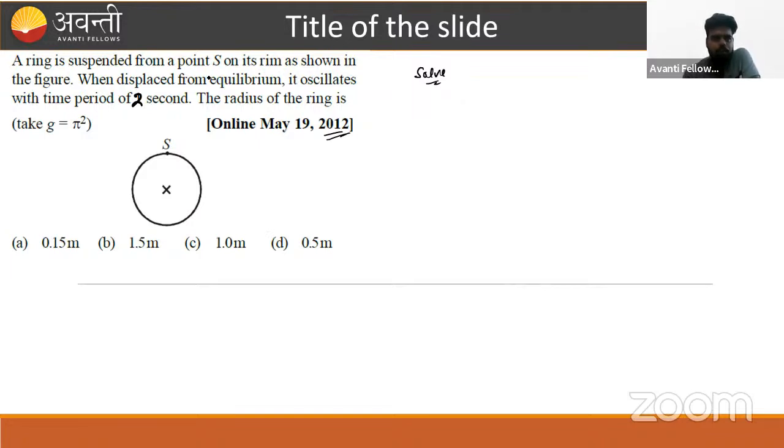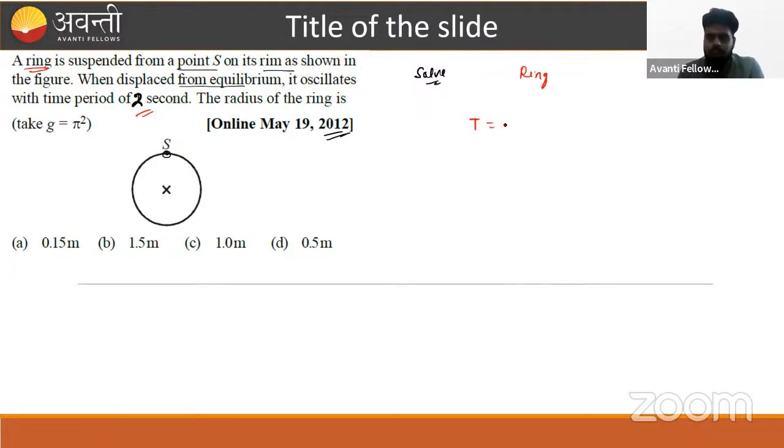First of all, we have to recognize the problem. The problem says that a ring is suspended from a point S. This is the point of suspension, and this is the displacement from equilibrium. First of all, we have to mark such important points. In place of the disk, here a ring is given. We have to solve the problem for the ring and find the radius of the ring where the time period is given. So what is the formula for the time period in the case of a physical pendulum? Because this is acting like a physical pendulum.